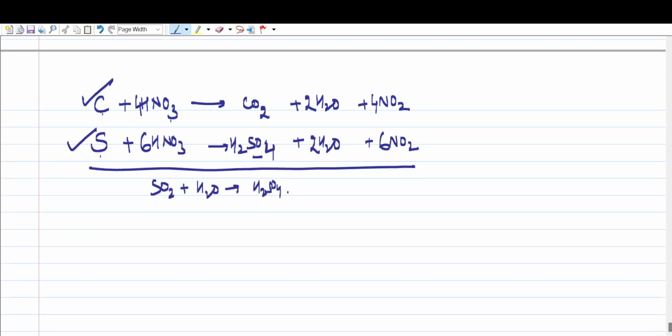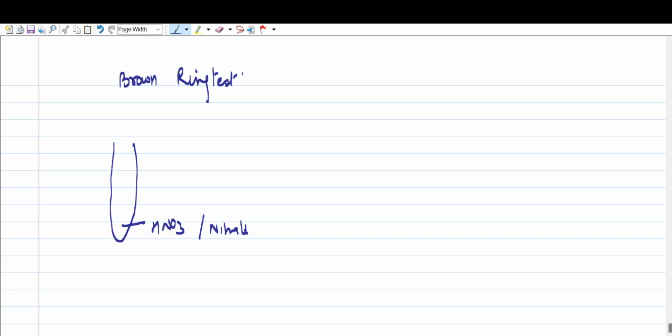Now next we take up, how will you know that the acid is nitric acid? So we have brown ring test. Okay, brown ring test में हम क्या करेंगे? We take up nitric acid. Instead of nitric acid, we can take any other nitrate salt. Okay, the idea is to confirm NO3. ये टेस्ट हमको NO3 बताता है, ठीक है? So we take nitrate or nitric acid, right?